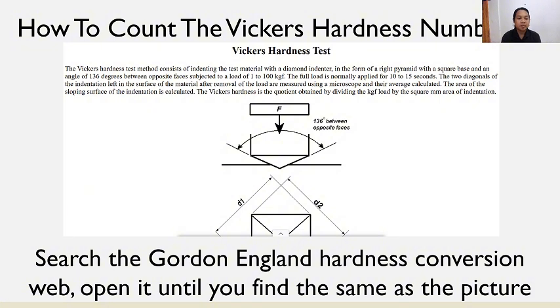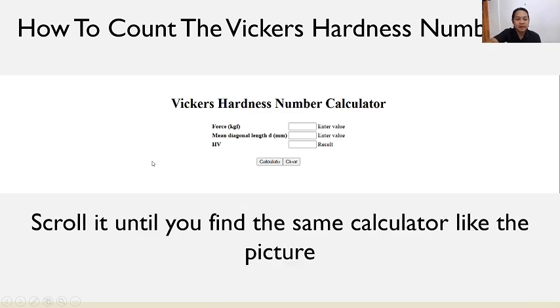In this PowerPoint, I use the Gordon-England hardness calculator. So you can search for Gordon-England hardness conversion on the web and open it until you find the same as the picture. Scroll until you find the same calculator as in the picture. The title is Vickers hardness number calculator. There are force, mean diagonal length D, and HV.